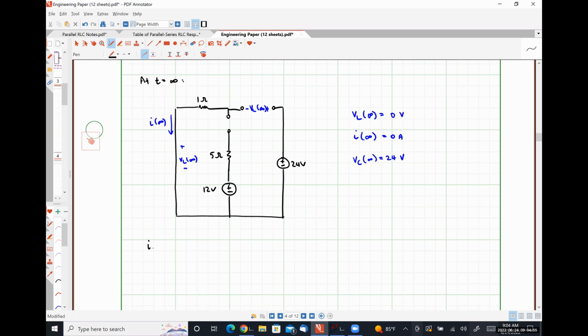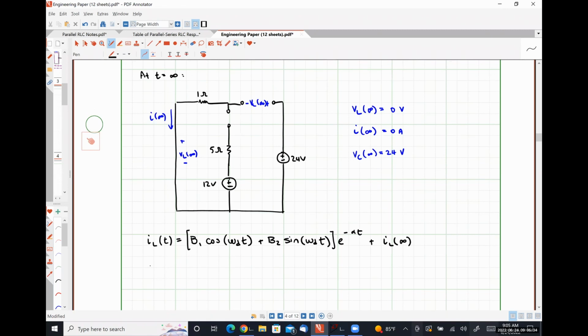Because our circuit is underdamped, IL of t, which is the same as I of t, will be of the form B1 cosine omega d t plus B2 sine omega d t. All of this is multiplied by a factor of e to the minus alpha t. And then we have to add to this IL at infinity. So our first step here will then be to determine what omega d is.